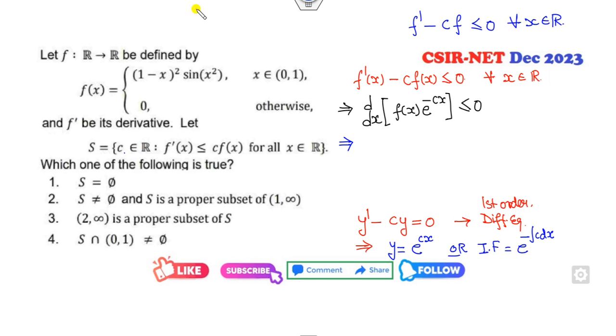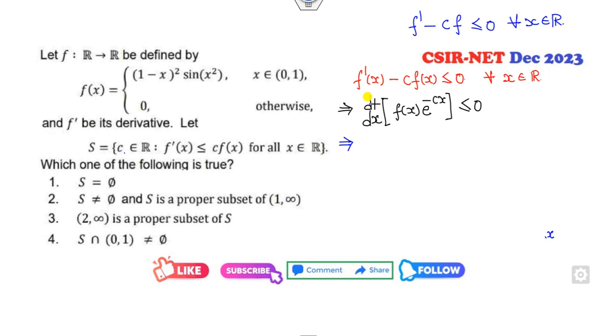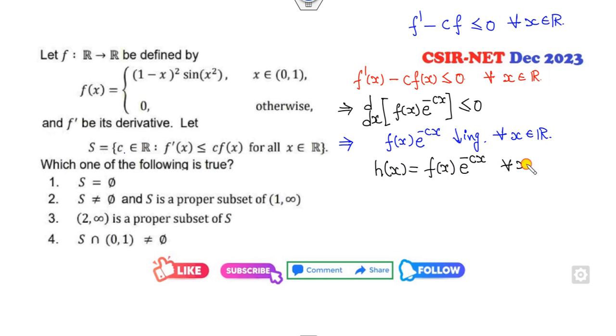What does it conclude? What will happen if the derivative of the function is less than 0? That means this value will be decreasing. Is it okay? Fine. It's decreasing for all x belongs to R. Now I assume this value as h(x). h(x) is f(x) e raised to the power minus cx for all x belongs to R, because it is given for all R. Fine. Up to here is okay. Now that's over. Now they are talking about the for all R.